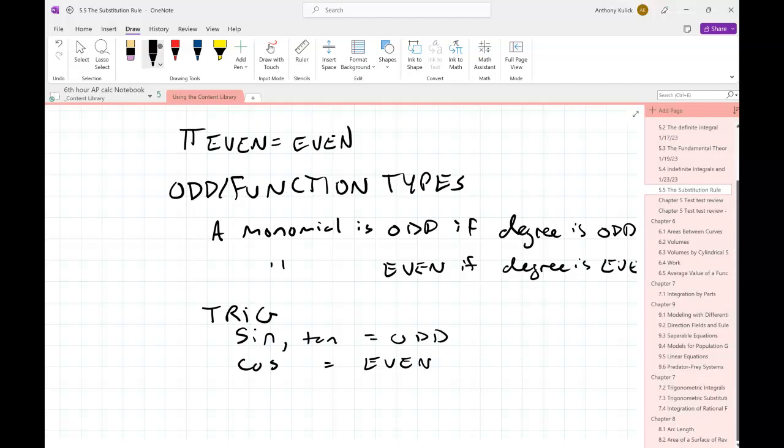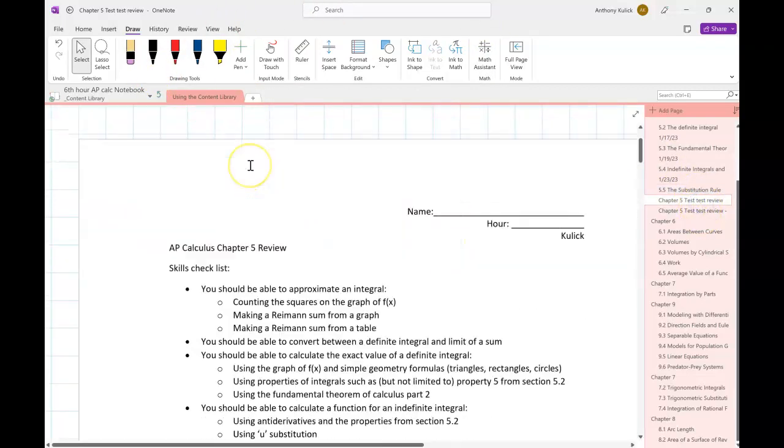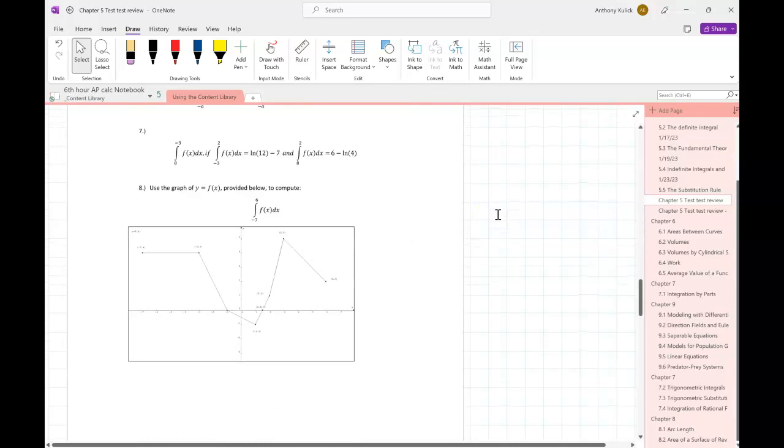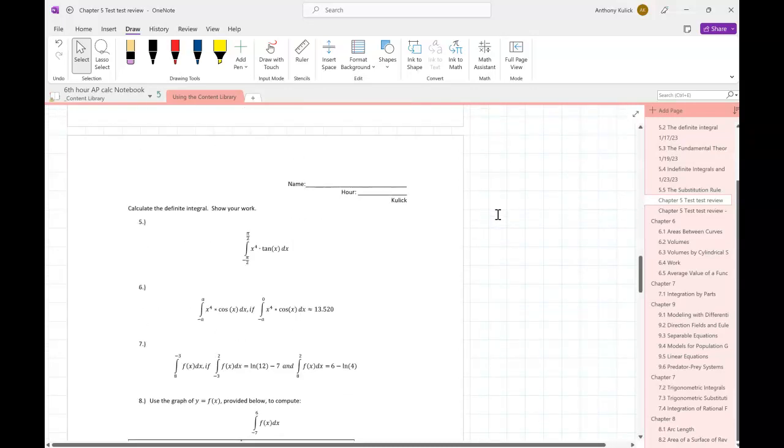So that's it for 5.5. Notice that I made you guys a test review. I assume that most of you have noticed that already. I would point out that I made some updates from when I originally posted it. So if you moved it into your content library long ago, delete that one and move the new one in, because there were some typos on these problems that I had to fix. Just FYI.